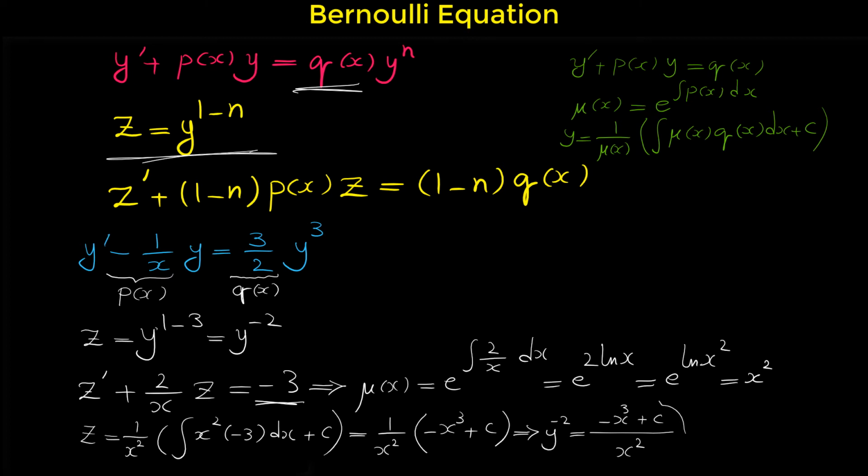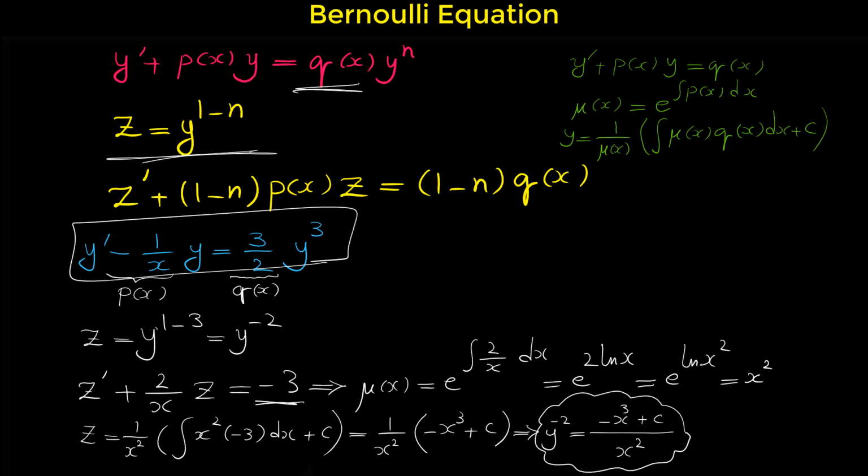And so this is the solution of this Bernoulli equation. So let's review the process. For solving a Bernoulli equation, first we make this substitution. With this substitution, this equation transforms to a linear equation, and we know how to solve linear equations in general. So the only extra step that here we have compared to a linear equation is this substitution.